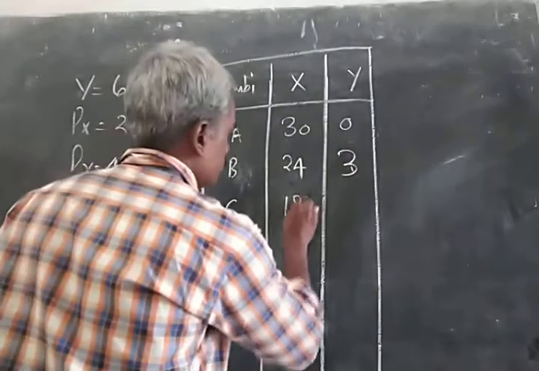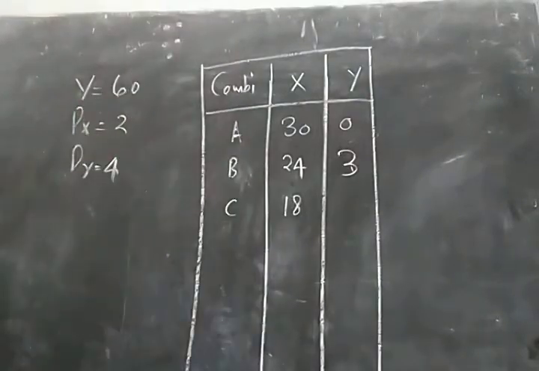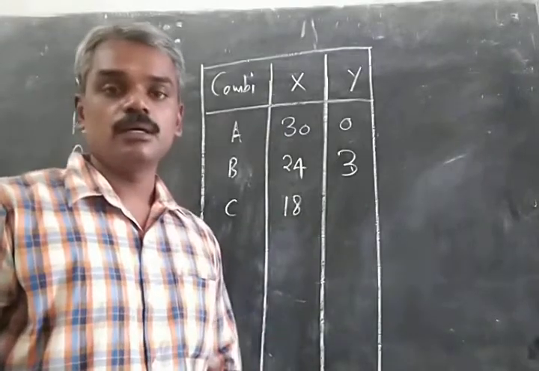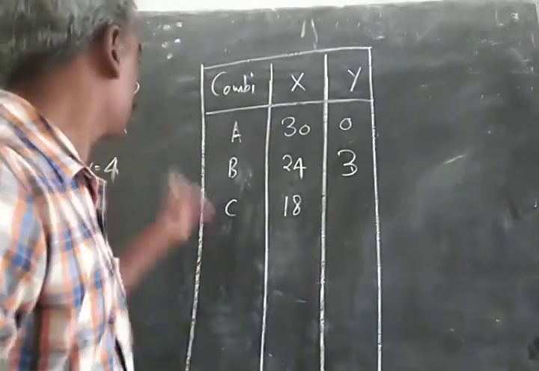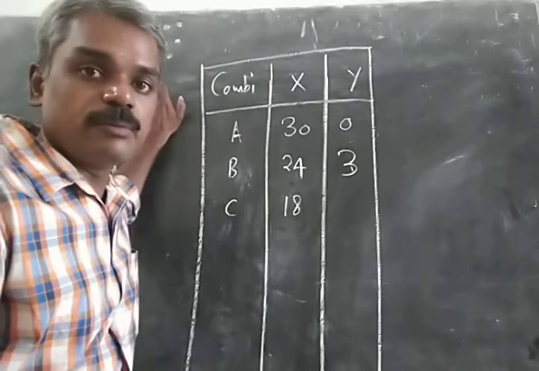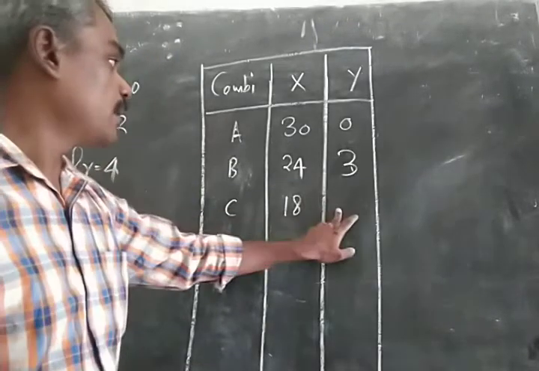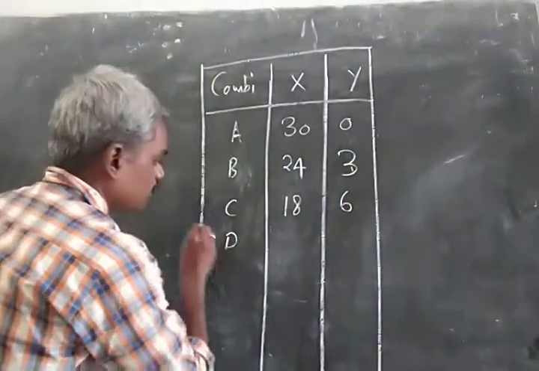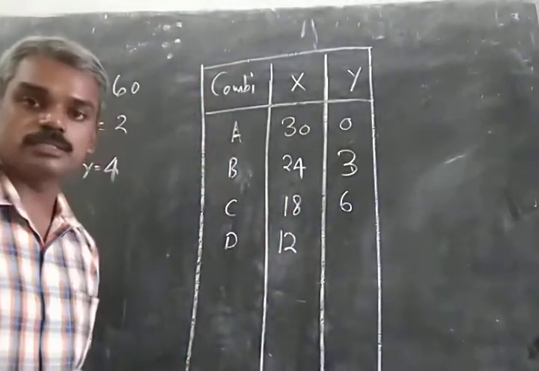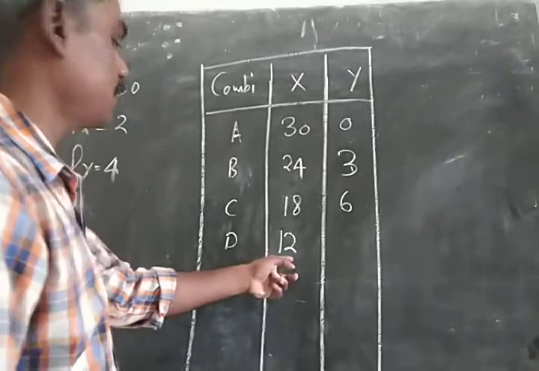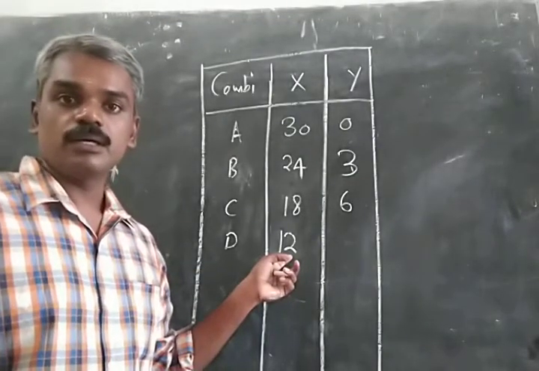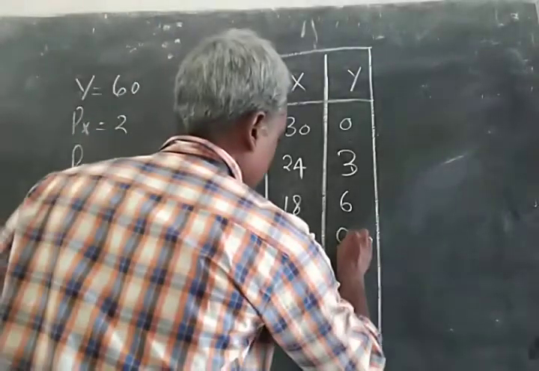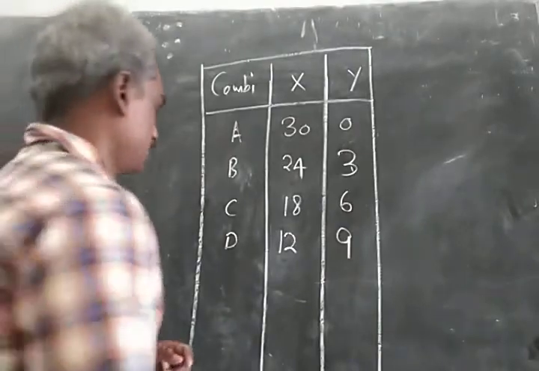Then suppose the consumer reduces consumption of X by another 6 units, that is he consumes 18 units of X. Then he will be spending 36 rupees on commodity X, and of the total income of 60, 24 rupees will be the balance available. By spending 24 rupees on Y, he can consume 6 units of Y. Again, he reduces consumption of X by another 6 units. At this point, he is spending 24 rupees of his income on commodity X. The balance 36 rupees, when spent on commodity Y, gets him 9 units. That is 36 by 4 is 9 units.